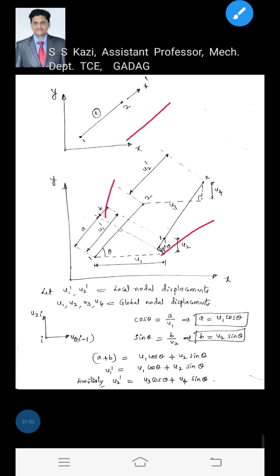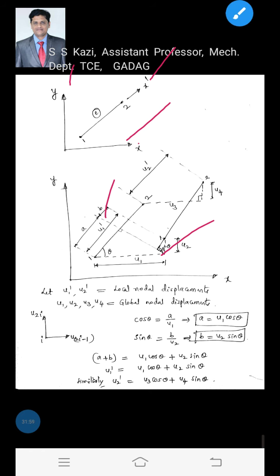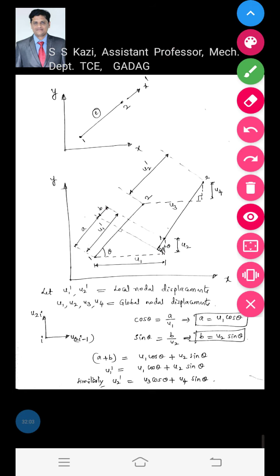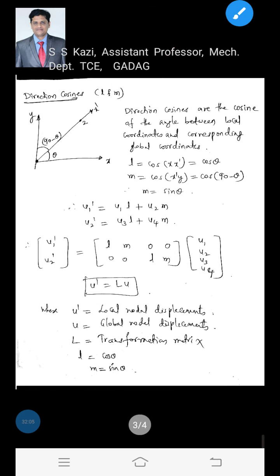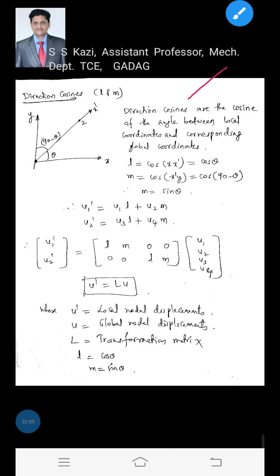Local coordinates x dash and global coordinates x and y, and the relationship between the local and global nodal displacements. And next, we have discussed the direction cosines, that is, cos theta is L, M is sin theta. We replaced these and got the relationship between local and global nodal displacements in this matrix form.